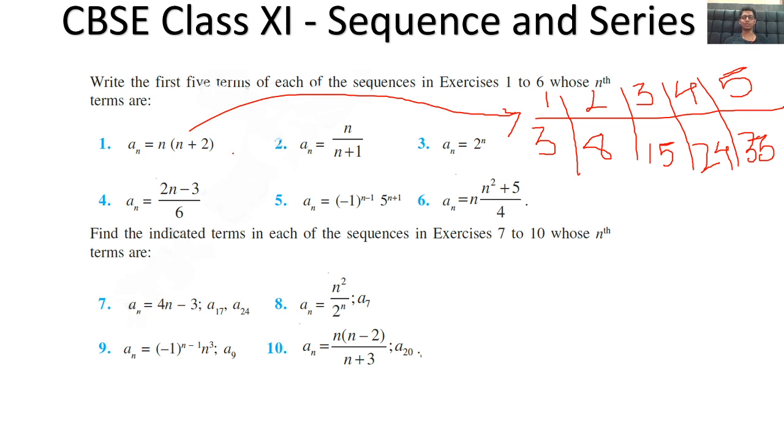n plus 2. Next, we have when an is equal to n by n plus 1. Similar analogy, we'll write 1, 2, 3, 4 and 5.